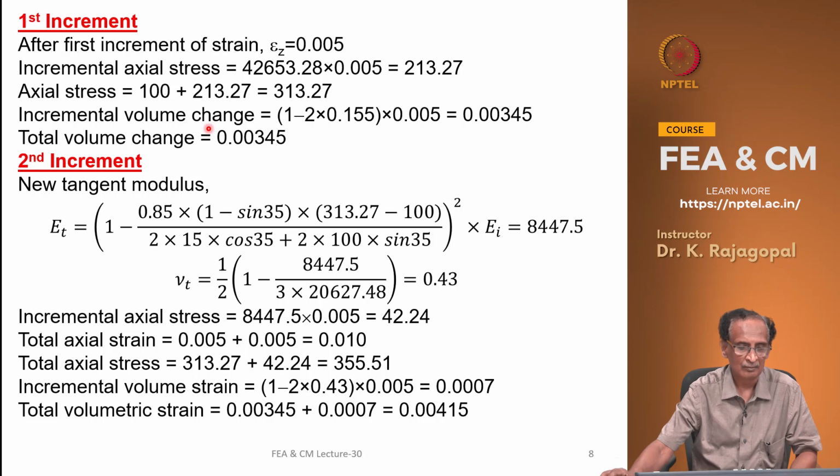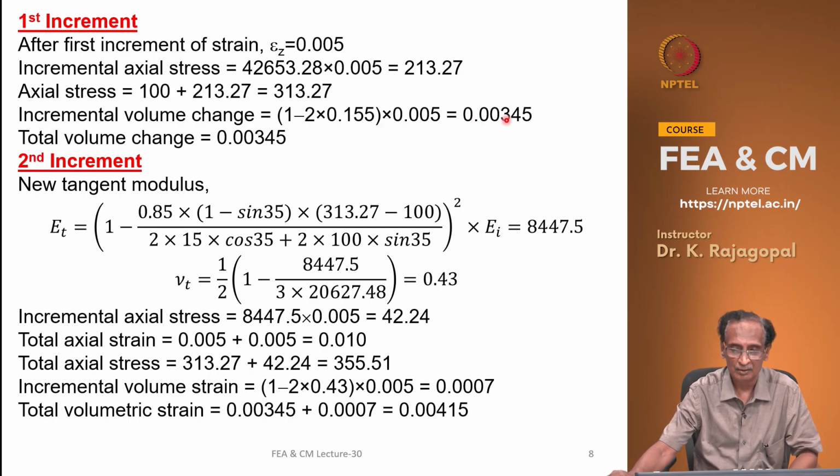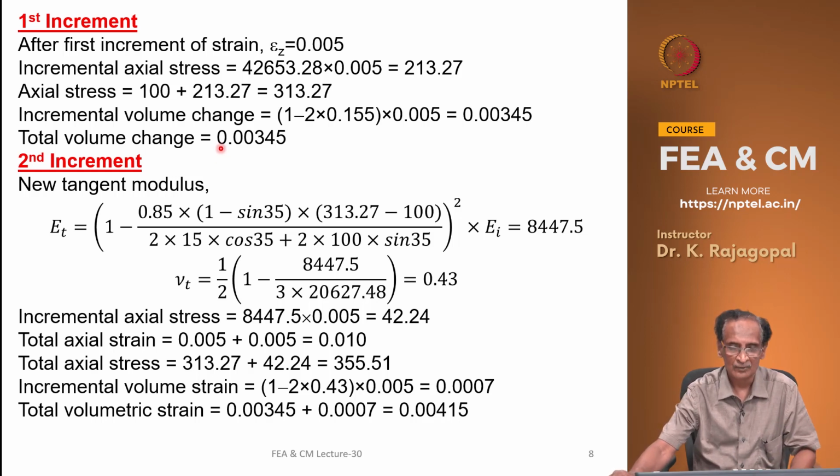So, the total axial stress is 313.27, and the incremental volume change, 1 minus 2 nu multiplied by delta epsilon z, is 0.00345, and the total volume change at this stage is the same because there is no volume change before this. So, it is 0.00345. Then in the second increment, we are going to use an updated tangent modulus based on the axial stress of 313.27.